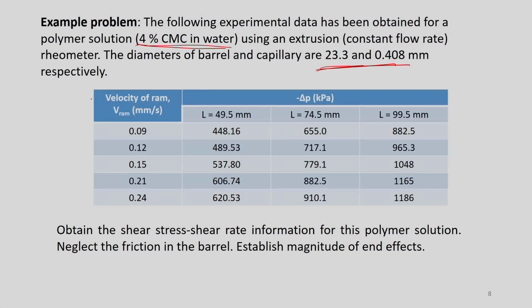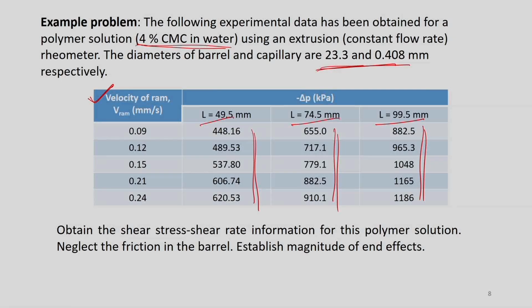Right. Here the velocity of the ram is given. That means the velocity of the fluid in the barrel is given. But in our analysis, the velocity we need is the velocity of the fluid flowing through the capillary, right. So we have to consider that for each velocity and for different L values of capillaries. So this is L1, this is L2, let us say this is L3, and minus delta P information is given in this tabulated column in kilopascals, right.